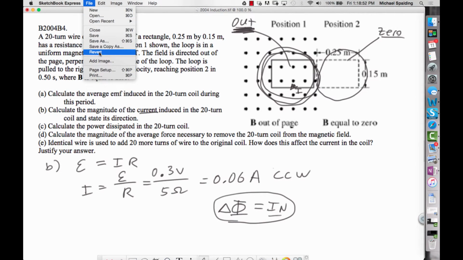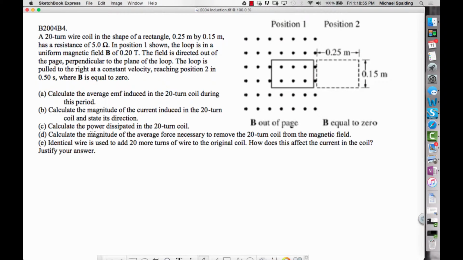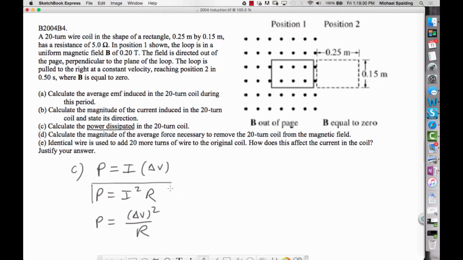Okay, part C. So we want to calculate the power dissipated in the 20-turn coil. So here's where we have to use power equations. There are 3 power equations for circuitry: P equals I delta V, P equals I squared R, P equals delta V squared over R. So which one would be the nicest one here? Well, we know what the induced current is. The induced current was found to be 0.06 amps, and the resistance is 5 ohms. So I would use this one.